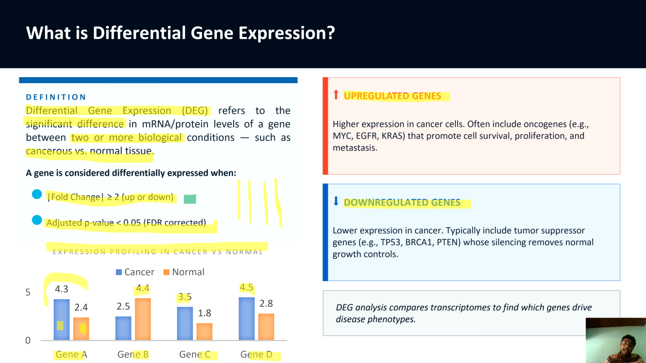And here the adjusted p-value should be less than 0.05, though it can be taken as less than 0.01 also, sometimes when the gene number is very large. In the case of upregulated genes, you can easily see that MEK, EGFR, and KRAS genes are there. And among downregulated genes, TP53, BRCA1, and PTEN genes are there.